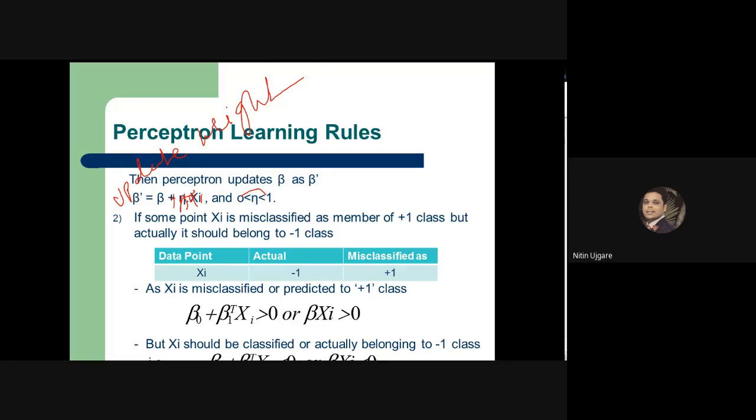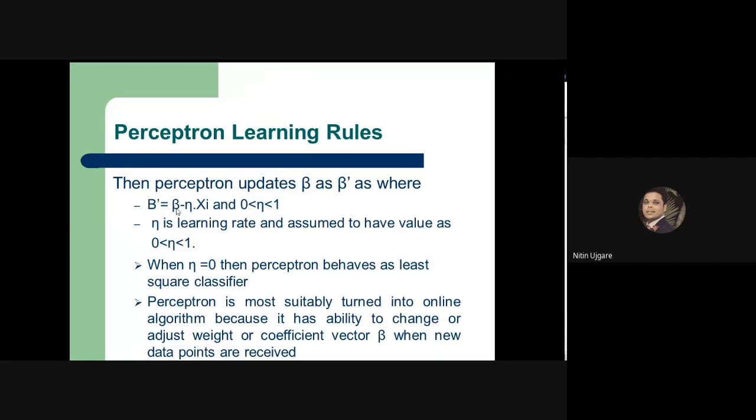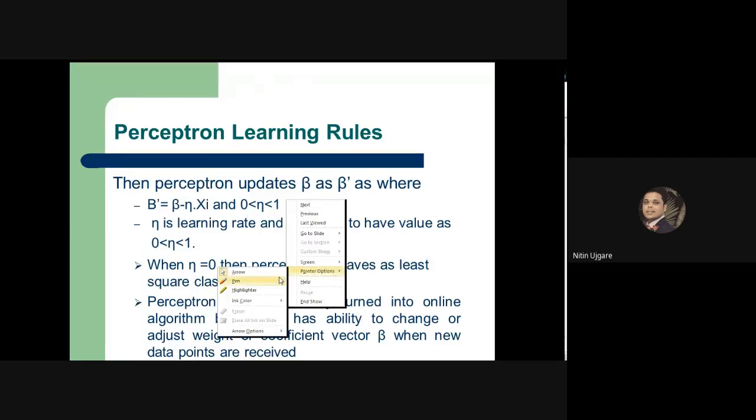So if a positive class instance is misclassified, then we update the weight in this way, we increase the weight. If a negative class instance is misclassified, that means xi is misclassified to the positive class but actually belongs to the negative class, what does it mean? The value of this equation is greater than or equal to 0, but the actual value of this instance is less than 0. In that case, we are going to reduce the weight vector beta using the perceptron learning rule like this. So here we are going to reduce the weight.